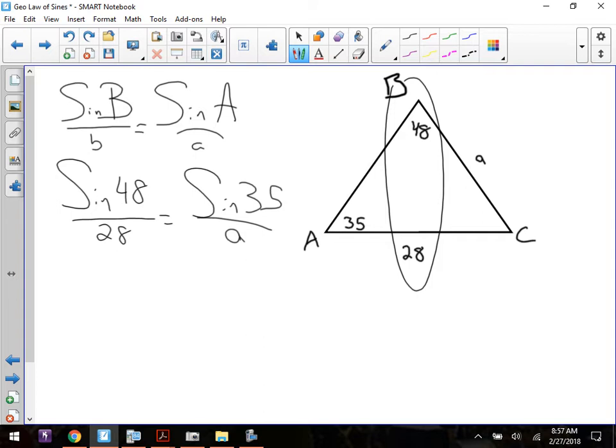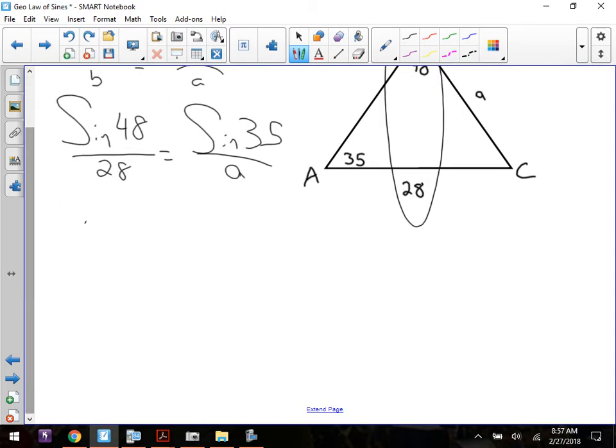Whenever you have fraction equal fraction, you solve it by cross multiplying. You guys okay with me on that? Remember, we've done that 1,000 times now. So if I cross multiply this, I'm going to get A times the sine of 48 equals 28 times the sine of 35.